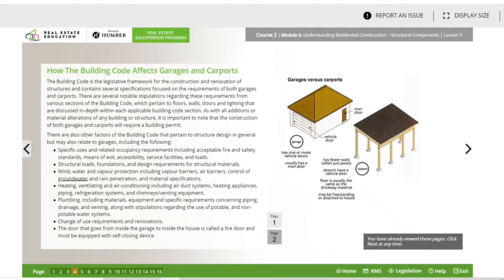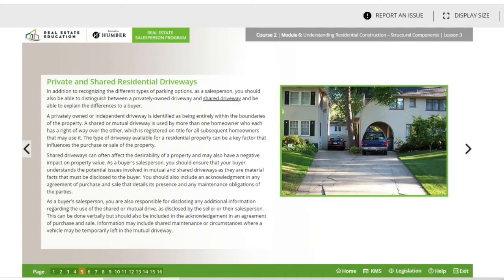Okay, I don't think this will be that important. We can skip it. If you want to read it, you can go back and read it.